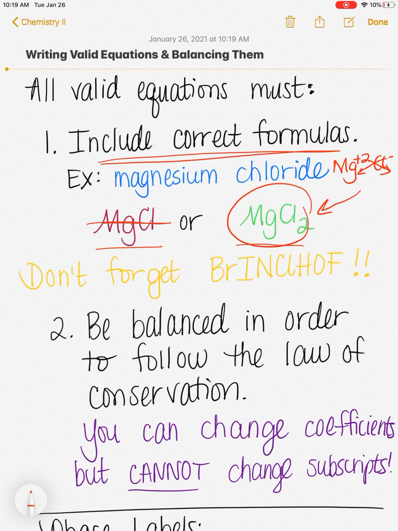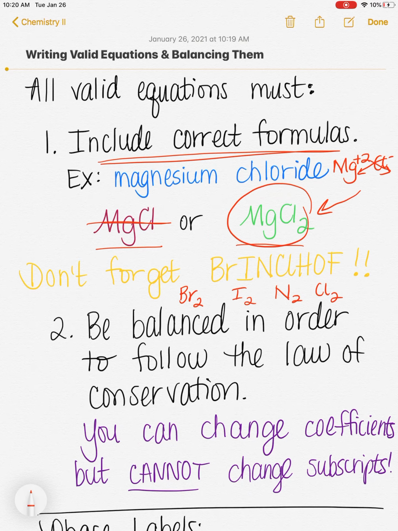The other common pitfall that I see beginning chemistry students make as far as correct formulas is, don't forget the Brinkelhoff elements. So if you have pure bromine, you can't just write Br, you have to put Br2. If you have iodine, you have to put I2. Nitrogen is N2, chlorine is Cl2, and you've got hydrogen, oxygen, and fluorine. Now, I do want to remind you that that only applies if they're in their pure elemental state. So if it says bromine only.